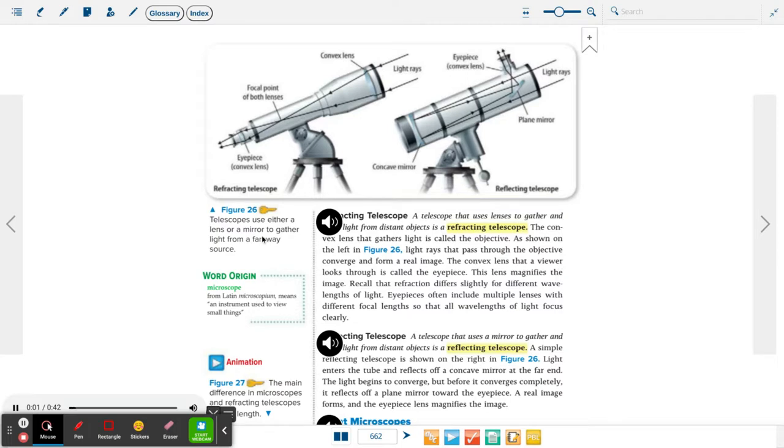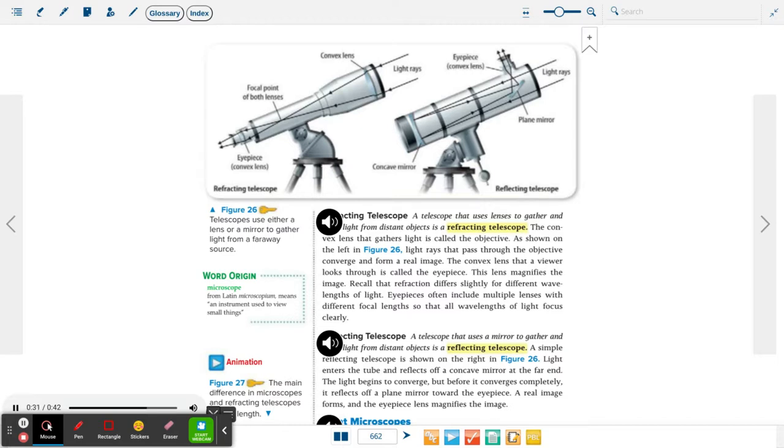Refracting Telescope. A telescope that uses lenses to gather and focus light from distant objects is a refracting telescope. The convex lens that gathers light is called the objective. As shown on the left in Figure 26, light rays that pass through the objective converge and form a real image. The convex lens that a viewer looks through is called the eyepiece. This lens magnifies the image.